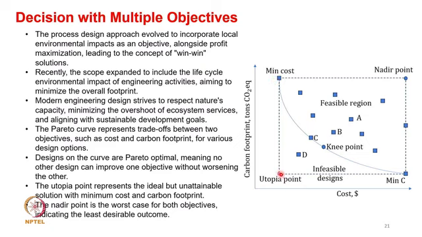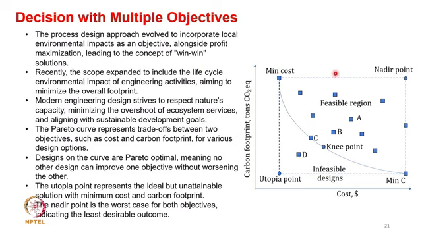And you have the utopia point, wherein you say that it is the ideal case wherein you have the minimum cost and minimum carbon footprints, which is an unattainable process, and we have the nadir point wherein you have the worst case for both objectives. So, you have the carbon footprint is maximum and the cost is also maximum.